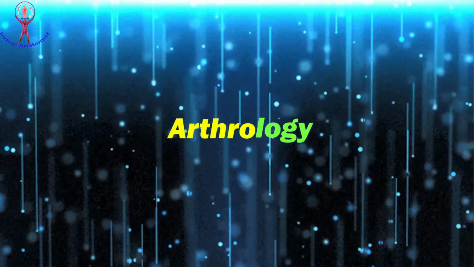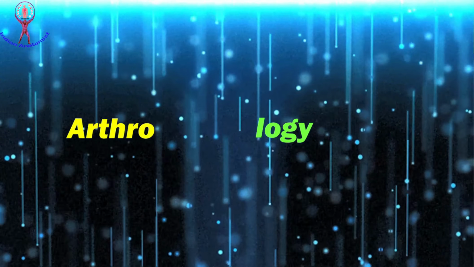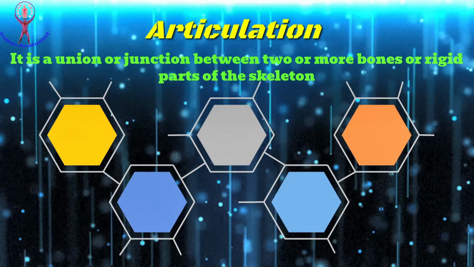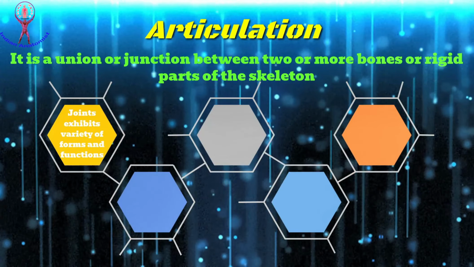What is arthrology? It is a combination of two words. Arthro means joints, logy means study, so studying the joints is called arthrology. Now, what is articulation? It is a union or junction between two or more bones or rigid parts of the skeleton. Normally, joints exhibit a variety of forms and functions.